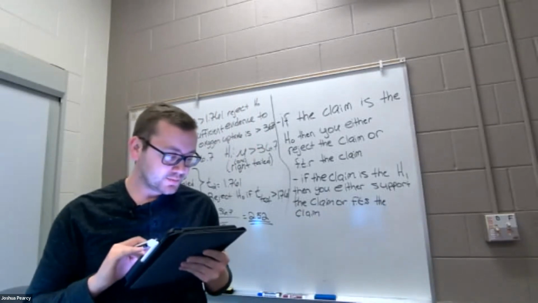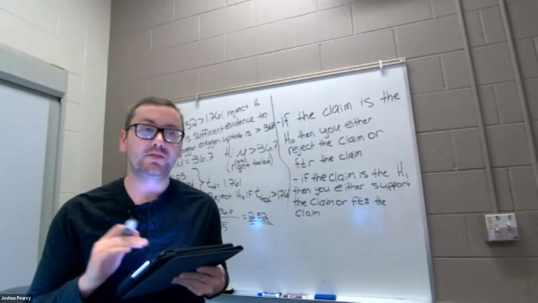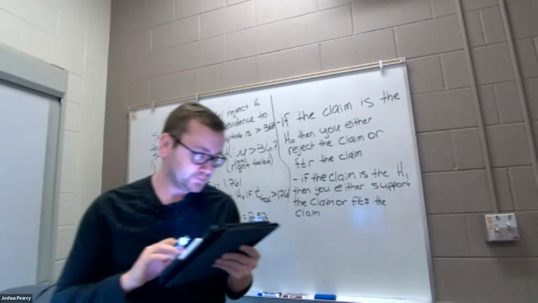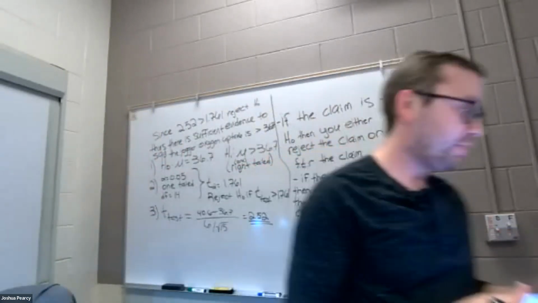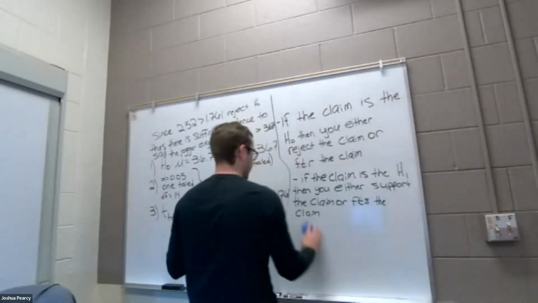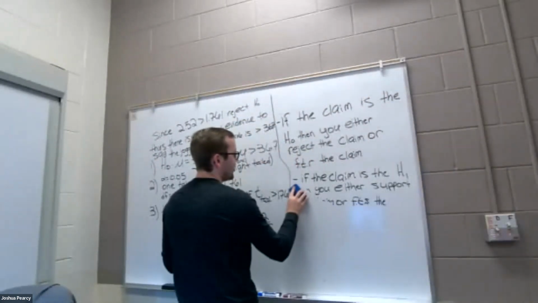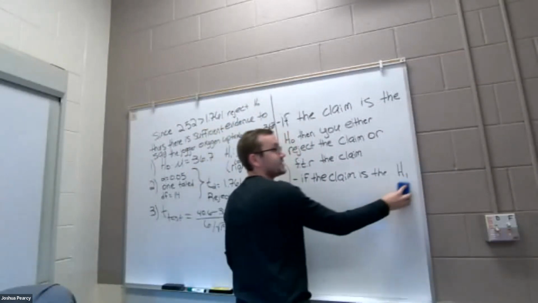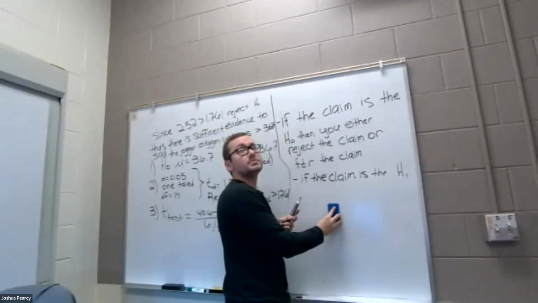Now, on to section, I don't know, whatever it is, I think it's 8.4. Z-test for the proportions. Are there any questions over the stuff I just did? Great.